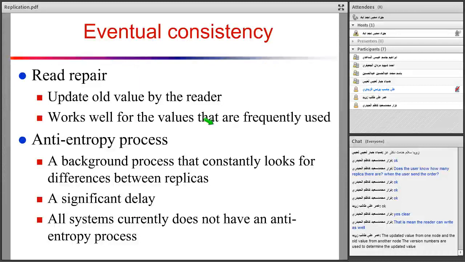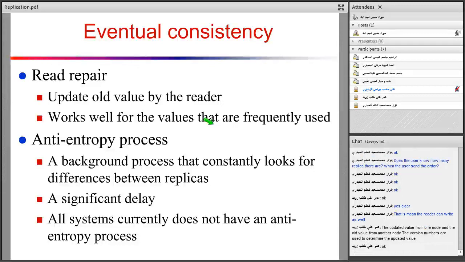Okay, so I talked about some values which are not frequently used. So these values can be different in some replicas, and we know another process which solves this challenge. The anti-entropy process is introduced for this challenge.